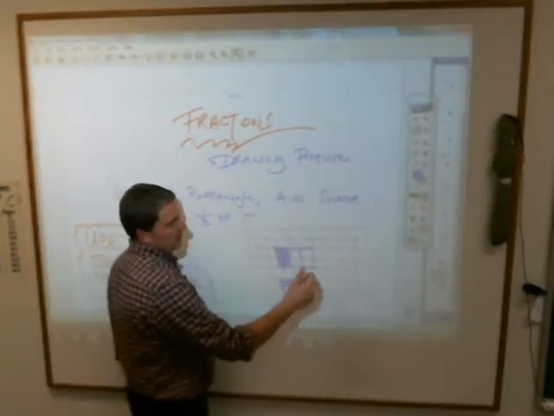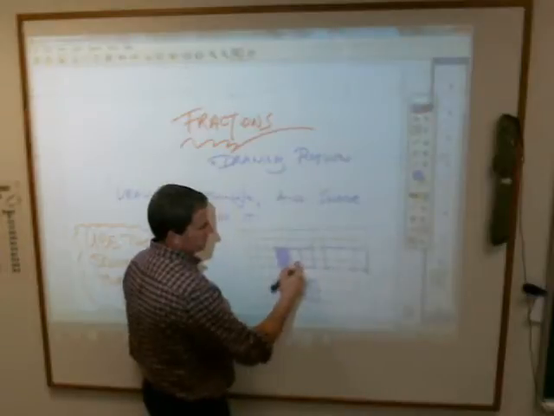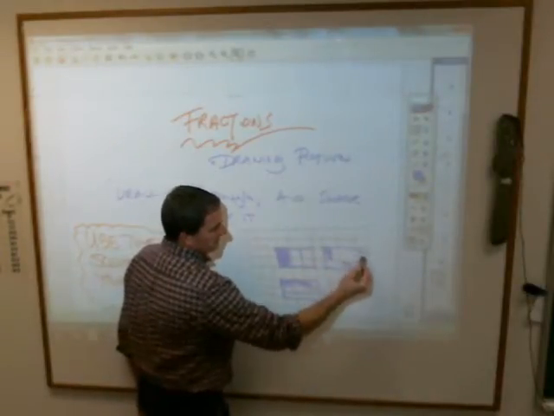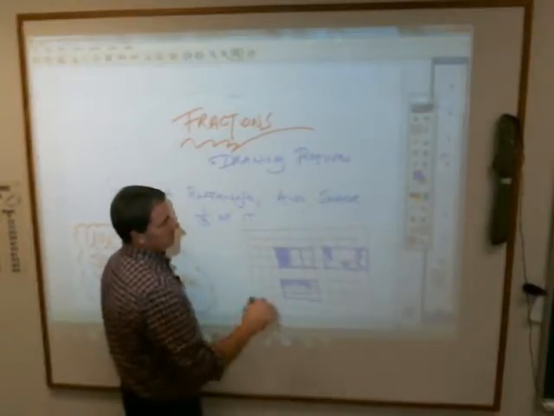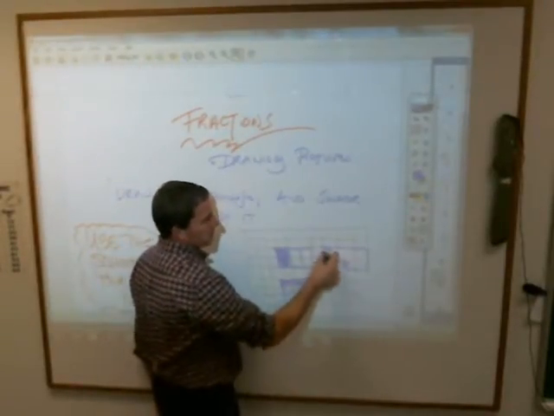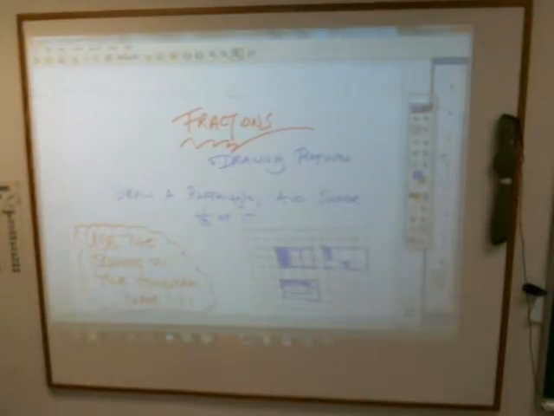Another way I could have shaded a third of that is I could have what? If I had 6 squares cut like this, I could shade this one, and this one, and this one. No, wait, that's not a third. Sorry, I could have shaded this and this one, because 2 out of the 6 would be shaded for a third. You could do it all sorts of ways.